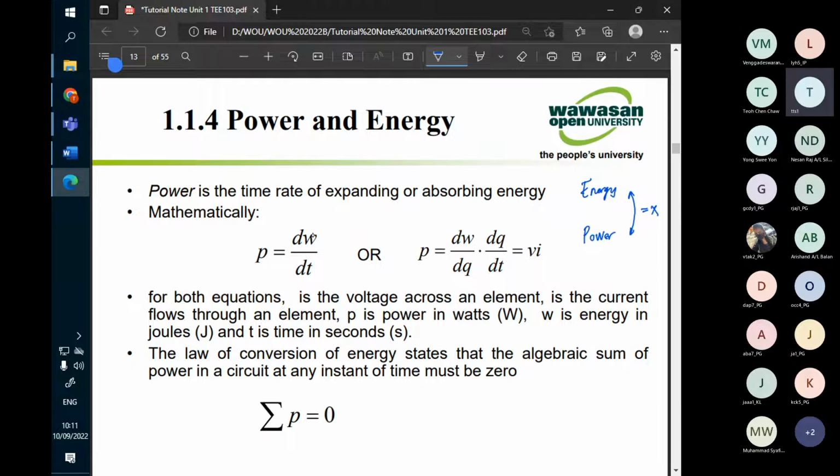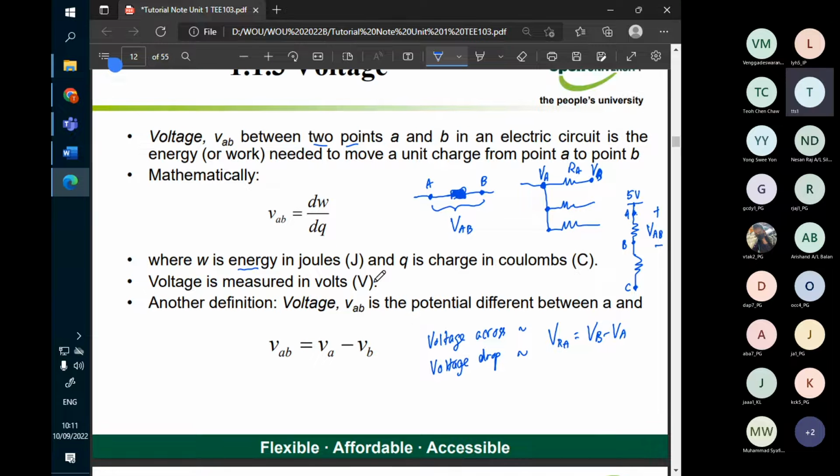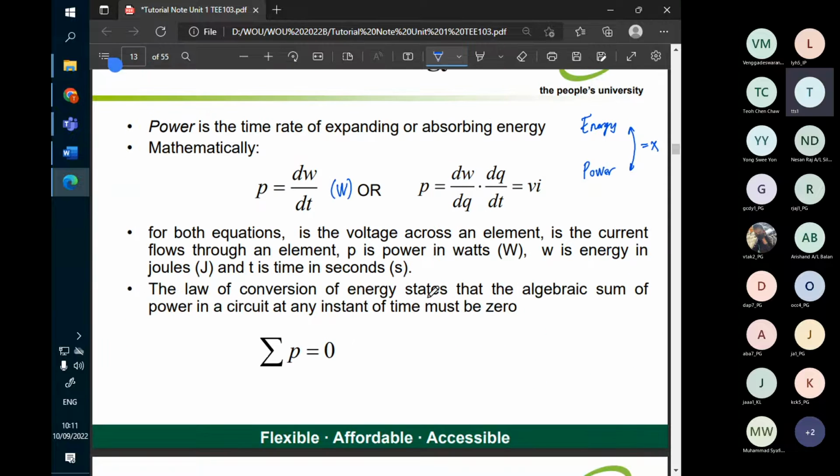The energy, the work done, is defined as a change of total amount of energy over a certain period of time, dt. Okay, so V is the voltage across the element, I is the current flowing through the element. P is the power in watt. So the unit for the power is watt. And the unit for energy is what? It is joule. So the unit for this one is the joule.